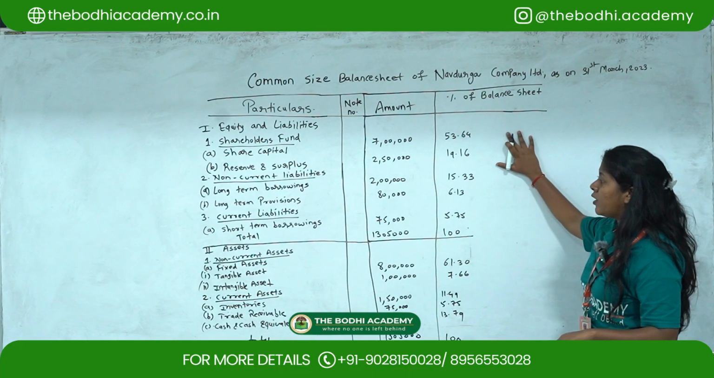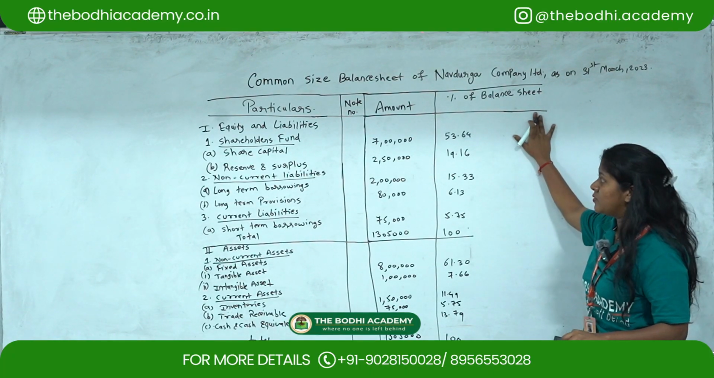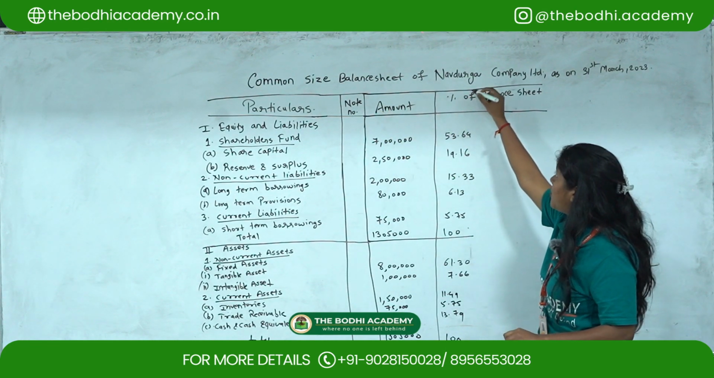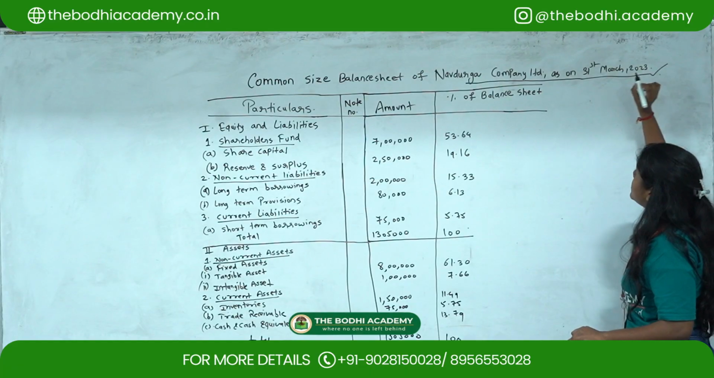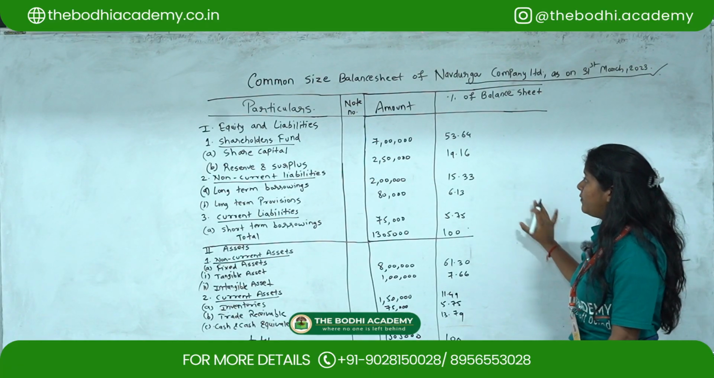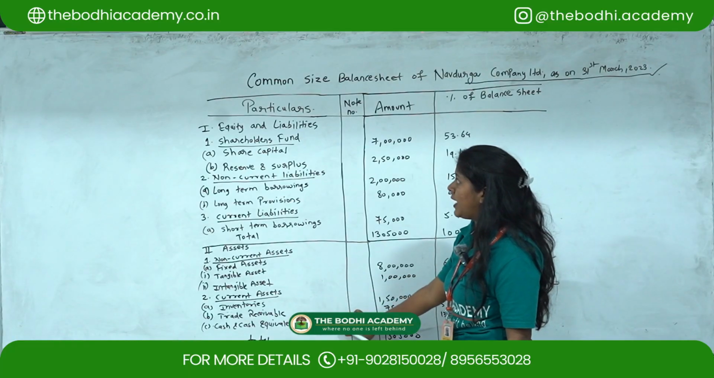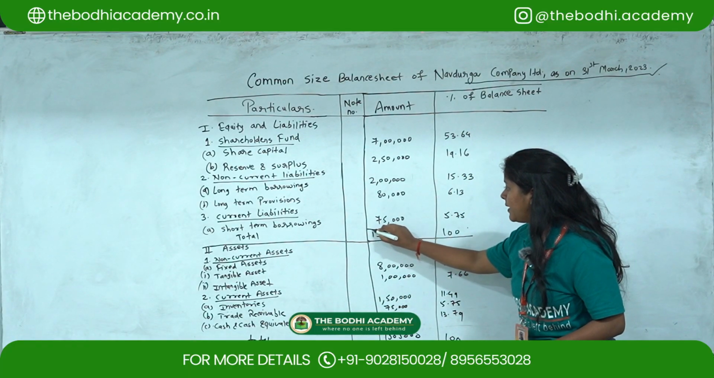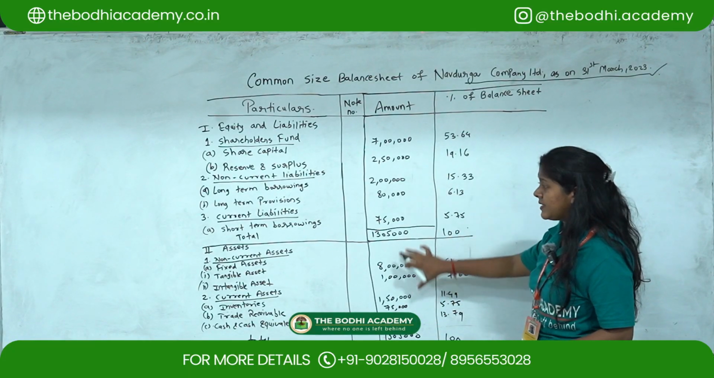But the only thing is that you have to find out the percentage of the balance sheet. Okay, and the heading you have to write down: common size balance sheet of Navdurga Company Limited as on 31st March 2023. Now, this is with regards to the balance sheet, so that you have to write down as it is. Now, here the total will be given directly in the question. So, since it is a balance sheet.